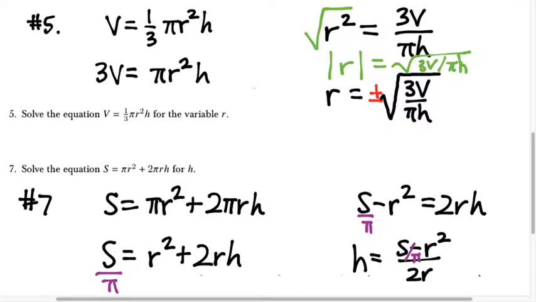If I wanted to make this a simple fraction, I would just multiply the top and the bottom of it by pi and get s minus pi r squared over 2 pi r, which I think is what you would have gotten for this final answer.